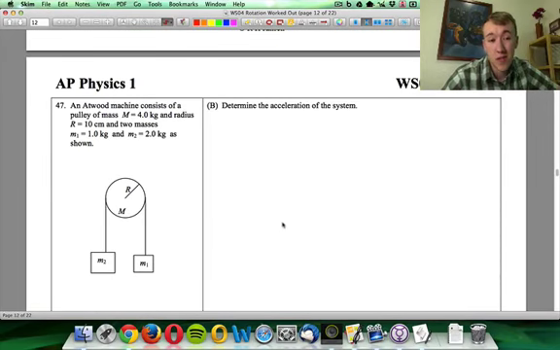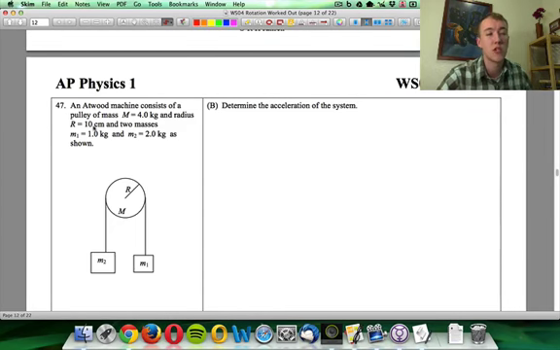Here is our second pulley problem, and this one's a little bit more complicated, but we're following all the same general steps. It says we have an Atwood machine. That's just a name for this pulley system with two masses on each side. The pulley has mass this time, so that's what makes it different from dynamics way at the beginning of the year. Pulley has mass, 4 kilograms. We use a capital M for that. And a radius of capital R, which is 10 centimeters.